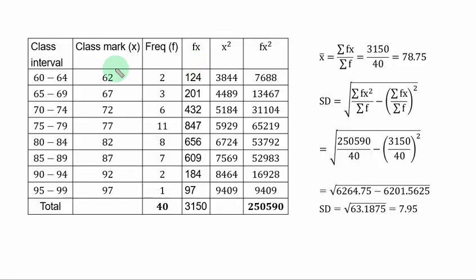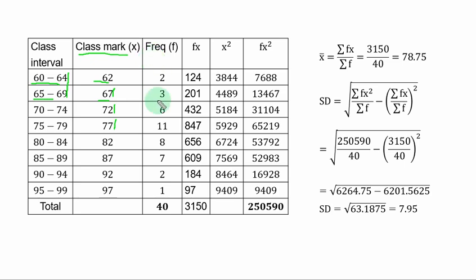So you see the table. This is the class mark column. 60 plus 64 is 124, divided by 2 is 62. If you add the next one divided by 2, you have 67. To make your work very easy, the class size is 5. So you add 5 to 62, you have 67. You add 5, 72. You add 5, 77, and so on.